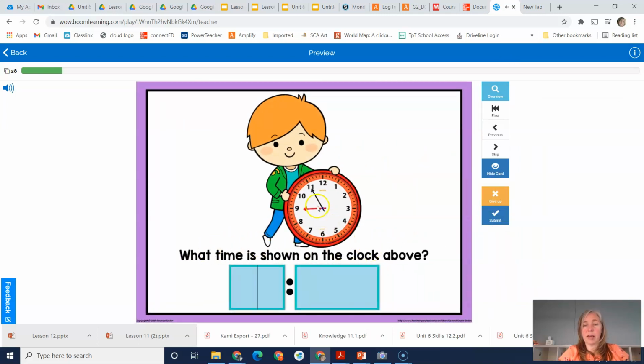What time is shown on the clock? Let's see, here is our hour hand. Looks like it's pointing at the 9, but I know that it's really not 9 until this minute hand gets up here to the 12. So it's still 8. And then 5, 10, 15, 20, 25, 30, 35, 40, 45, 50, 55 is my minutes.